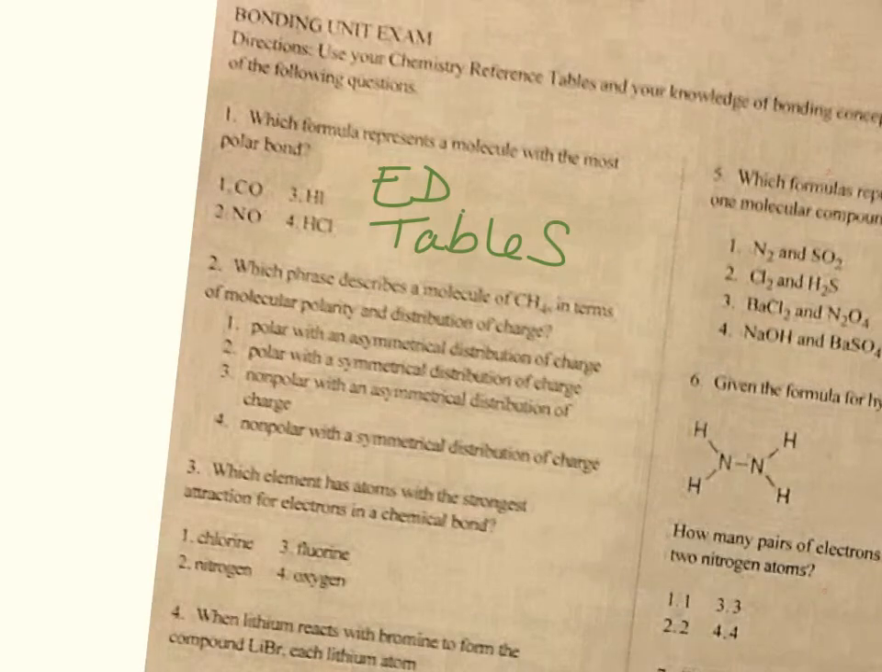Okay, so we are going to go over the bonding unit exam that we just took so that everybody can understand where their mistakes were. Let's start with question 1. Which formula represents a molecule with the most polar bond?